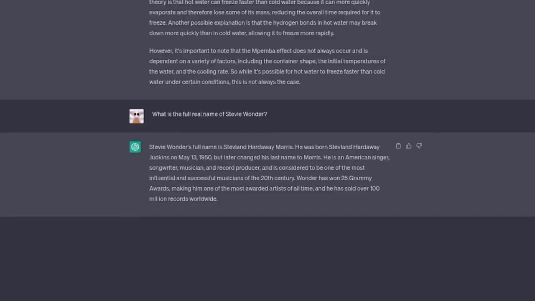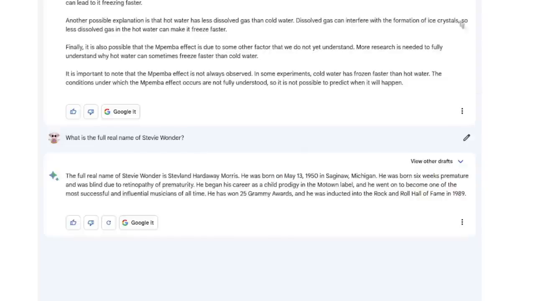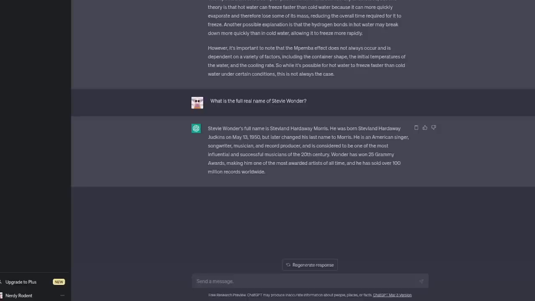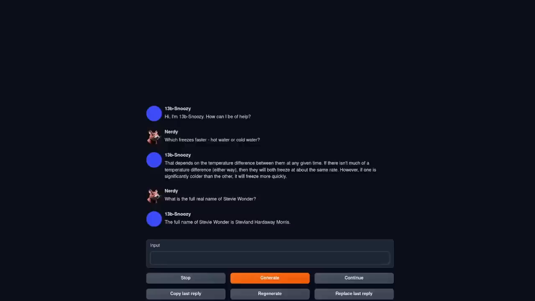That's quite good. Okay, ChatGPT has given us a lot more information there. We've got Steveland Hardaway Morris, but also that he was born Stephen Hardaway Judkins, and lots of other information. Bard, what has Bard got? Bard has got much the same information. Bard has done quite well. ChatGPT has done quite well. 13B has also done very well.